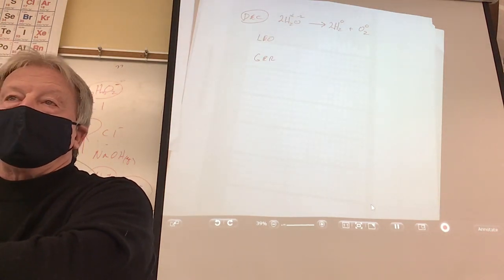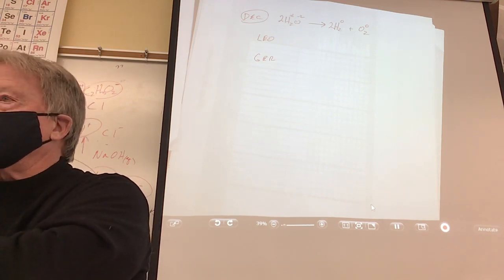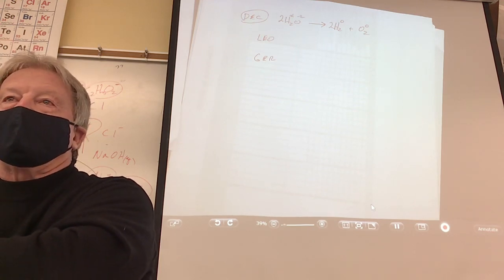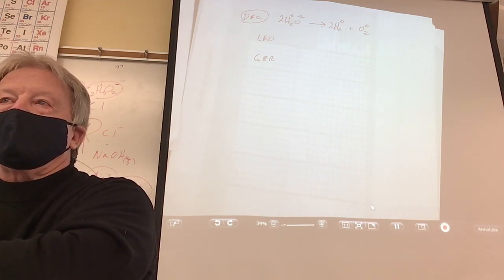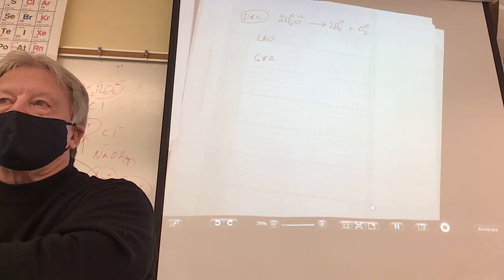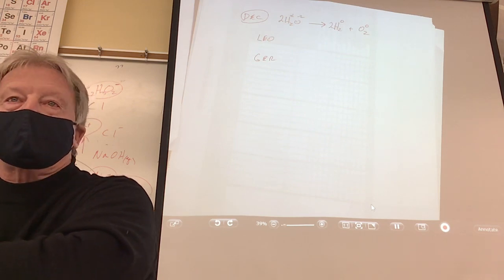Really, if you could do the last 3 that we've done, you're not going to have that much trouble at all. I think the hardest thing is to remember, what does Leo mean? Lose negative electrons, you become oxidized. But if you lose negative electrons, you become more positive. That's what you have to remember.